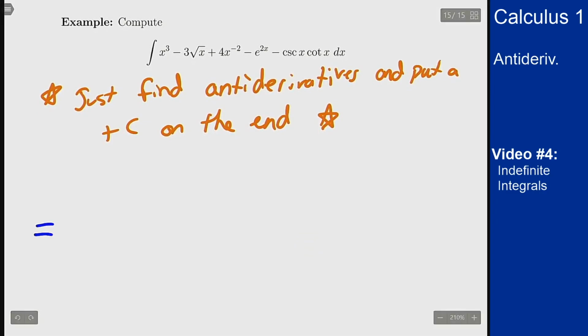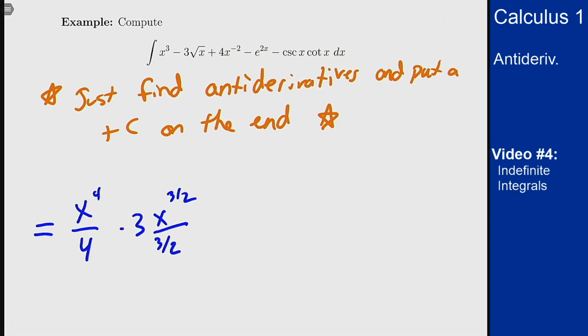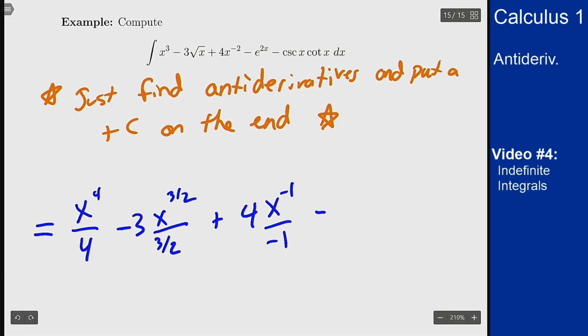Well, x cubed becomes x to the fourth over 4. 3 root x becomes 3 times x to the 3 halves divided by 3 halves. 4x to the minus 2 becomes 4x to the minus 1 divided by minus 1. Right, I'm adding 1 here, and adding 1 to minus 2 gives me minus 1. For e to the 2x, I think the antiderivative is e to the 2x over 2. And negative cosecant cotangent is a trig rule. This came from cosecant, so plus cosecant of x, and then plus c on the end because it's a general antiderivative.